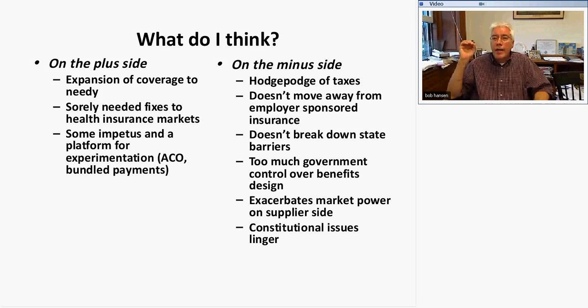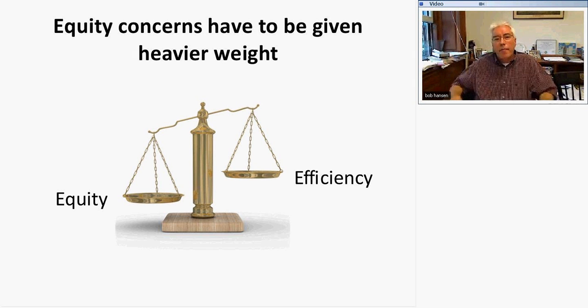When the federal government starts specifying these kinds of things have to be covered by insurance, and not even thinking about birth control or anything, just in terms of what's preventative care, that's going to be a nightmare. This bill is going to exacerbate market power on the supplier side. I'll talk a bit more about that, and I think some constitutional issues still linger. But overall, this is my picture of it: the heavier side of that scale is equity, and the side of the scale that's up is efficiency. This bill is weighted towards equity and fairness issues and solving the problems. It doesn't do much to solve efficiency problems.